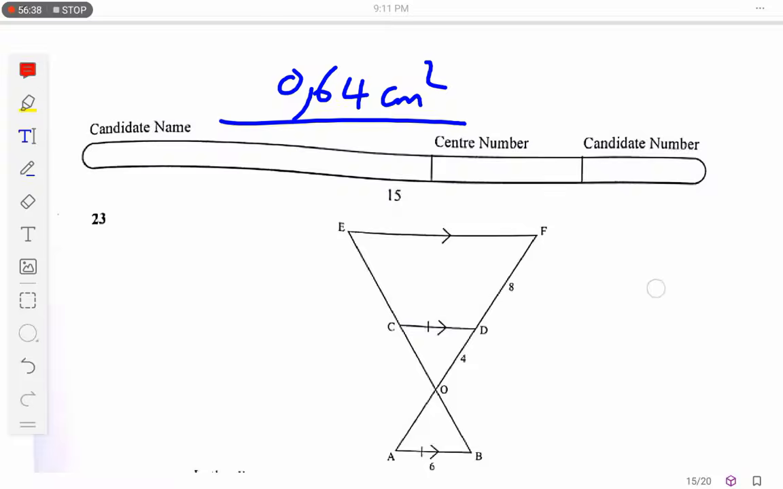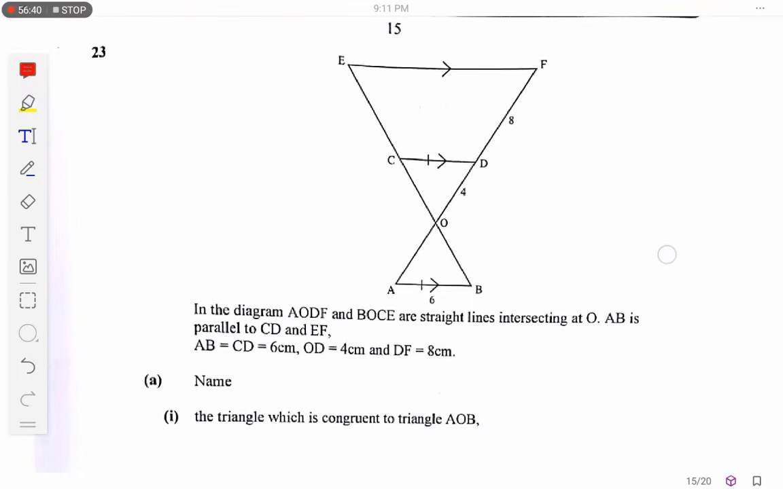Okay, let's move on to the other question, number 23. Number 23 is asking us, when I see this, I know we are talking about congruence, similar triangles and the likes. So the first question is saying, I'm not worried about this part. I know they'll ask this question here. I'm not worried about this part.